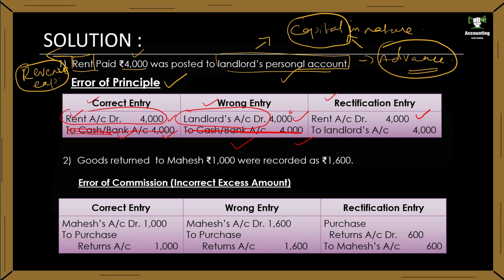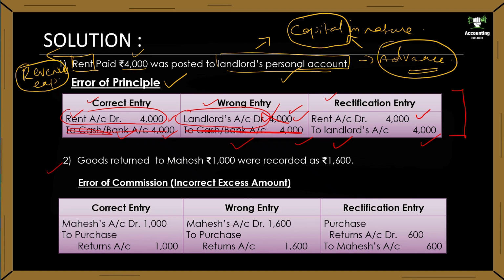Landlord account debit 4,000 is wrong. How will you cancel the debit? By crediting it. So credit to landlord's account 4,000. Okay, this will be your rectification entry. Here I have not written the narration. You have to write the narration in the exam. Okay, remember, you have to write the narration in the exam.